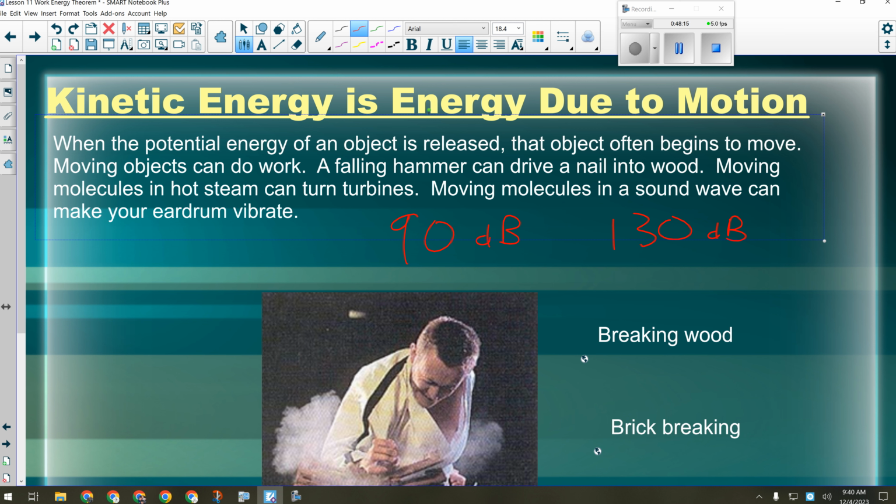Okay, average conversation. Yeah, no, my truck is much louder. Yeah, much louder than that.